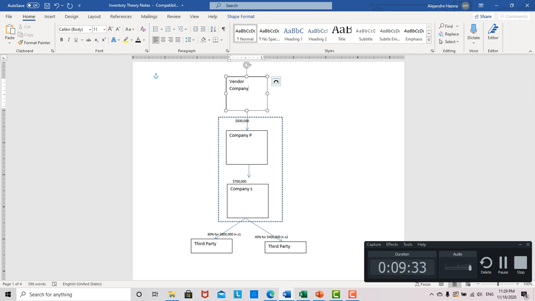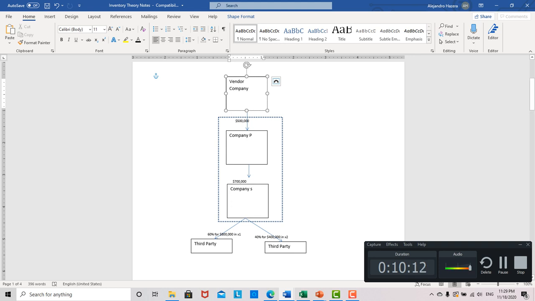Notice that I've got a broken line around P and S. The reason is that those two companies, from a consolidated perspective, are like one. So any transaction that breaks that line is valid. Any transaction that stays within that line is not valid. This $500,000 transaction, as you can see by the arrow, breaks the line. It's valid because it's between P and a third party outside the consolidated group.